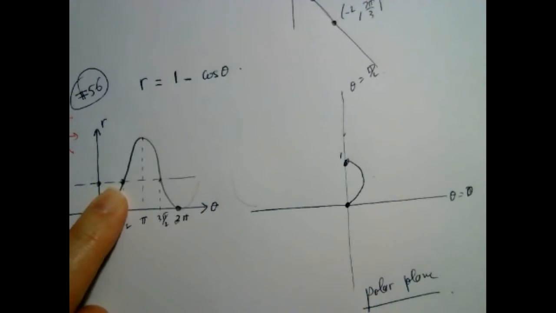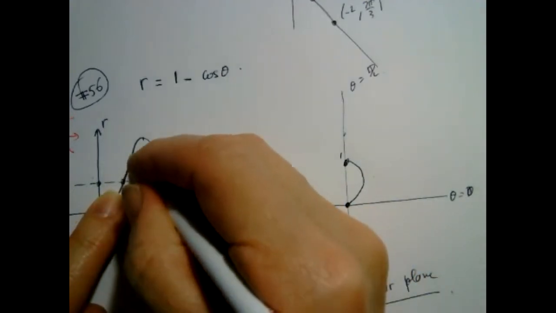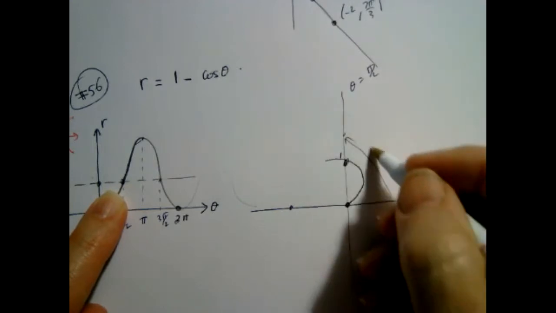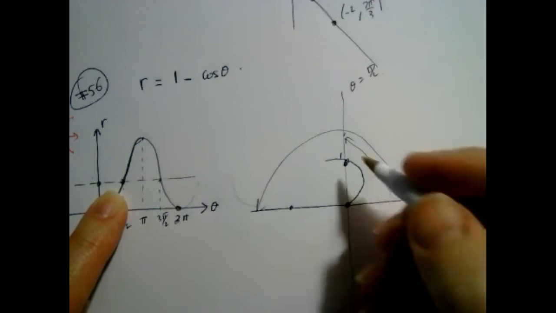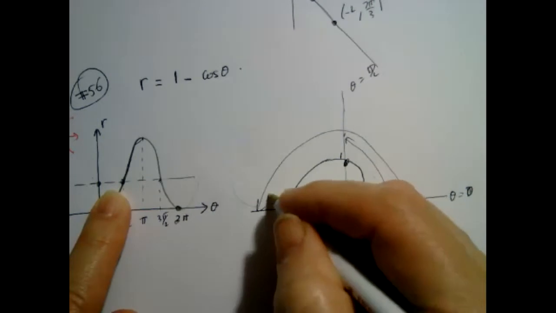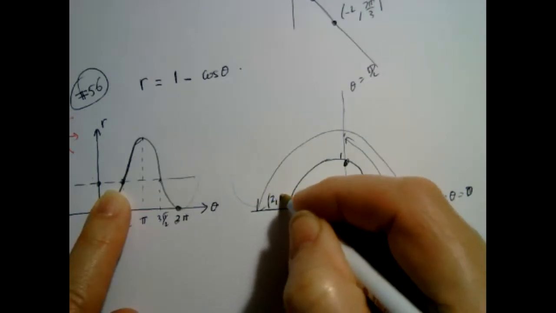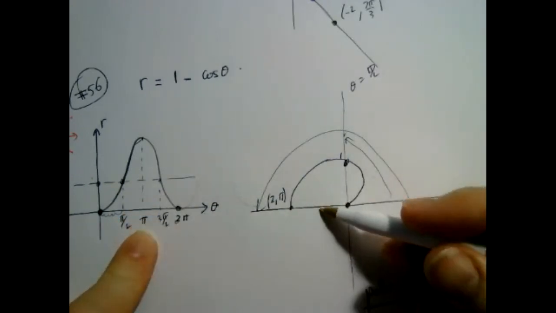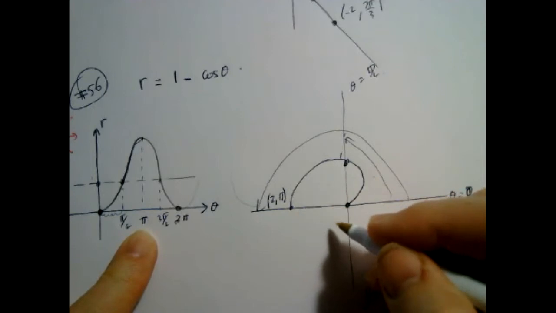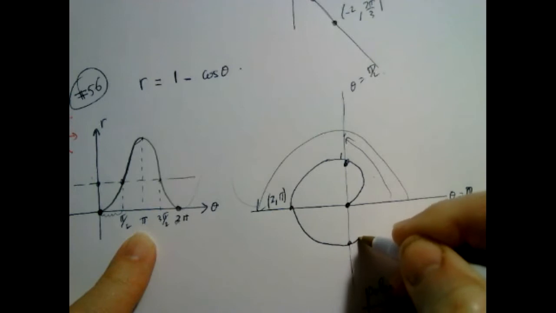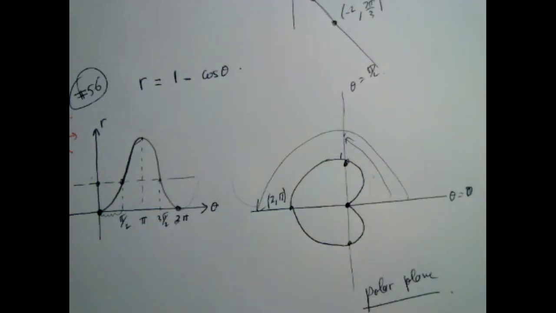Now, at pi, R is 2, and R is still increasing. Right now, theta is between pi over 2 and pi, and R is increasing all the way to 2. So this point is (2, pi) in polar. And then when theta is between pi and 3 pi over 2, R is decreasing, and at 3 pi over 2, it is at 1. So now the symmetry starts, and finally, we look back like that. Okay, that will be the graph in polar in full.